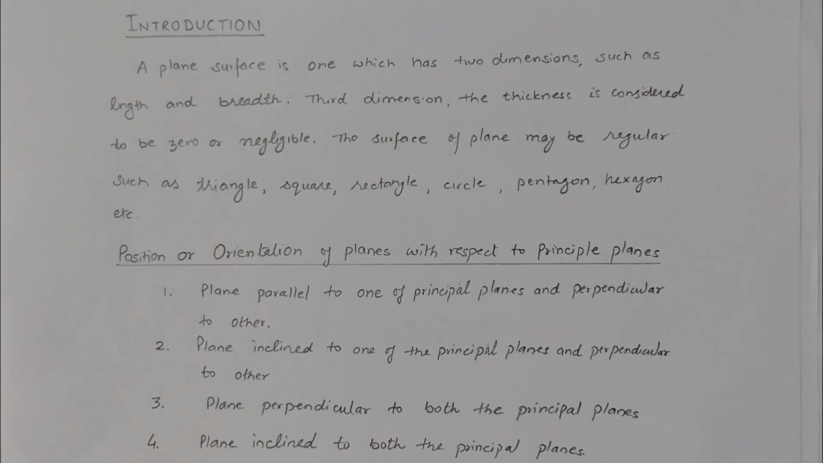So first of all, we will discuss position or orientation of planes with respect to principal planes. So orientation may be, number one, plane parallel to one of the principal planes and perpendicular to the other. Second is plane inclined to one of the principal planes and perpendicular to the other. Third one is plane perpendicular to both the principal planes, and fourth is plane inclined to both the principal planes.